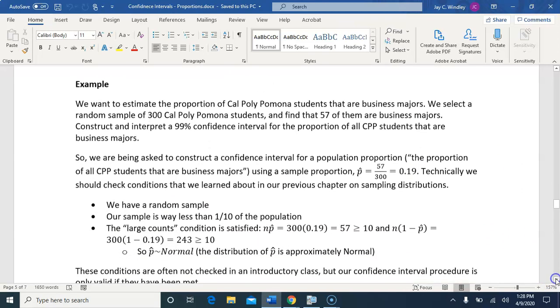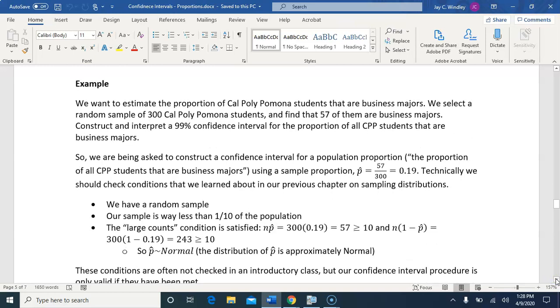We want to estimate the proportion of Cal Poly Pomona students that are business majors. We select a random sample of 300 Cal Poly Pomona students and find that 57 of them are business majors. Construct and interpret a 99% confidence interval for the proportion of all Cal Poly Pomona students that are business majors.